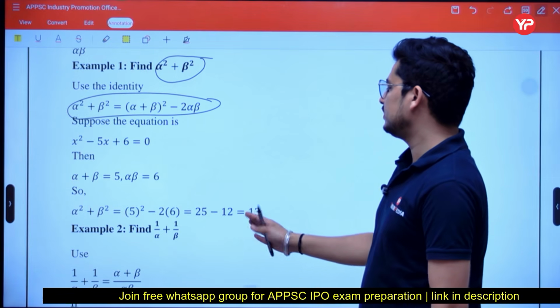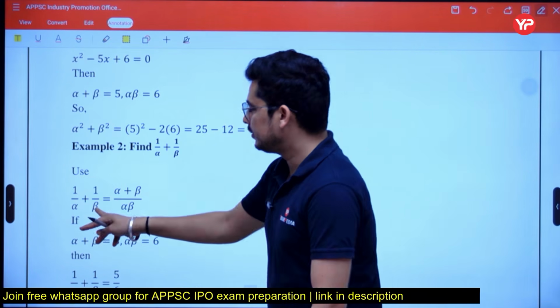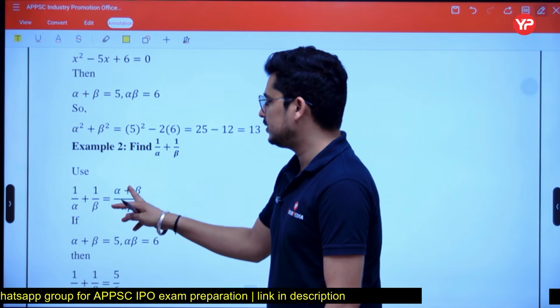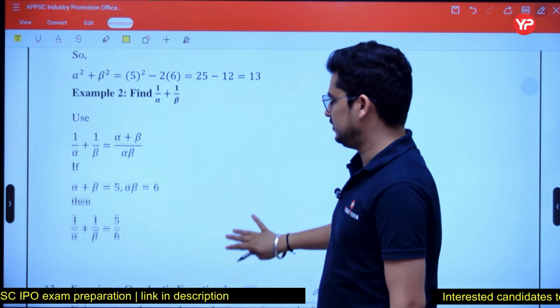Right? So you can put these values. You will go to 1 upon alpha, 1 upon beta, right? So 1 upon alpha plus 1 upon beta can be written as, taking LCM, alpha plus beta upon alpha beta. Alpha plus beta is 5, that is 6. You can replace 5 by 6.